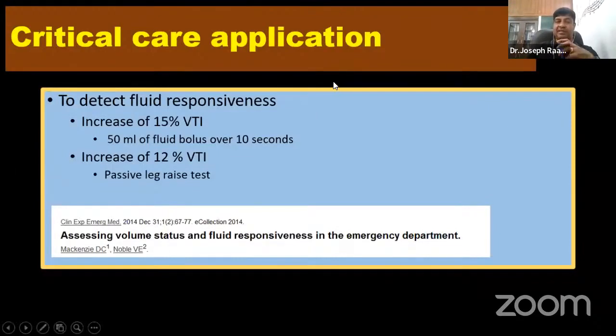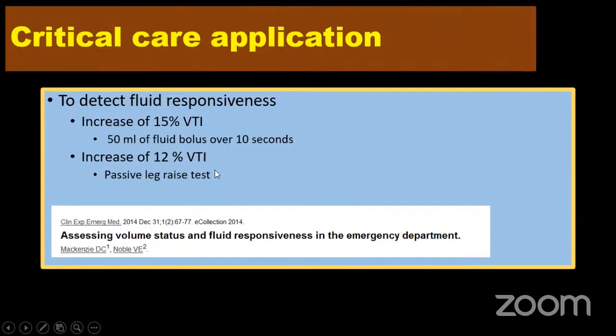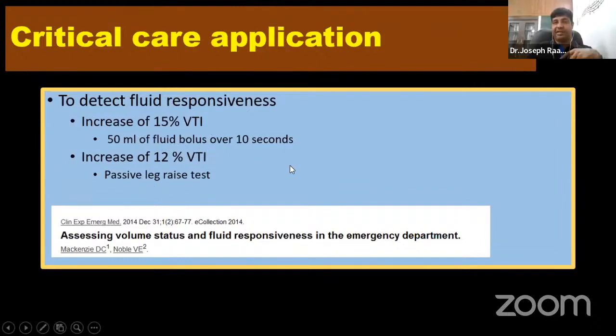So to assess fluid responsiveness, what are we going to do here? If you give a small bolus, something like 50 ml, and your VTI increases by 15%, then we know that this patient will respond to fluids. Or, if you are worried that even 50 ml will cause some problem, you can do a passive leg raise test and then analyze the VTI. If the VTI increases by 12%, then we know these patients are fluid responders.